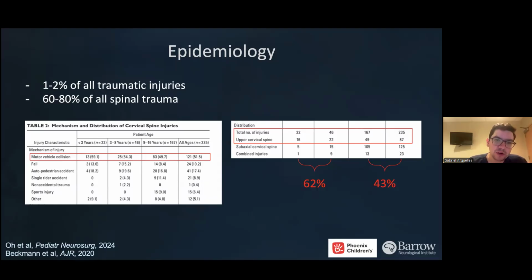And important things to note here is that the majority of these injuries across age groups is going to be motor vehicle collisions, or MVCs. That kind of is 50 to 60% of the reason these children present, unfortunately.